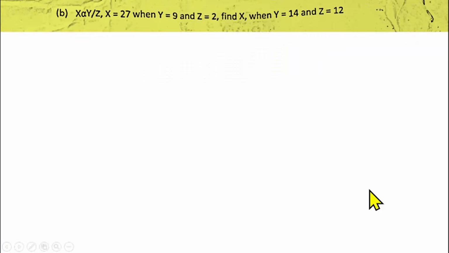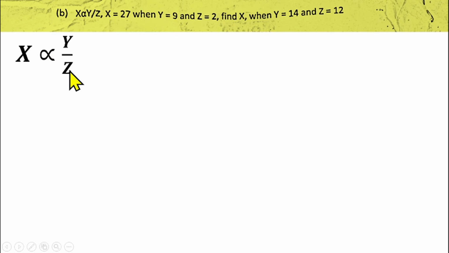Question number 3b is from variation. x varies directly as y, inversely as z. So given the value of x to be 27, y to be 9 and z to be 2, we have to find x when y is 14 and z is 12.